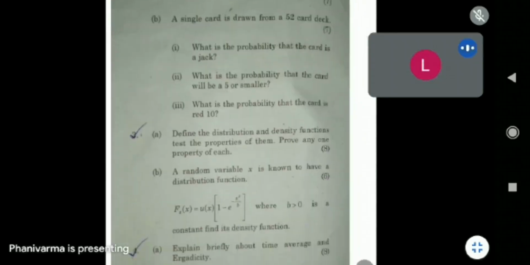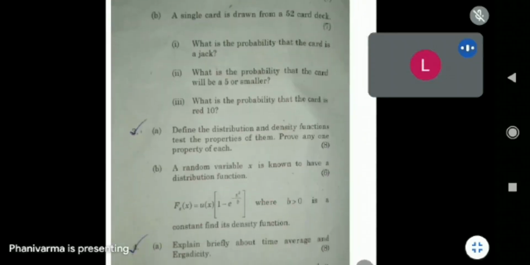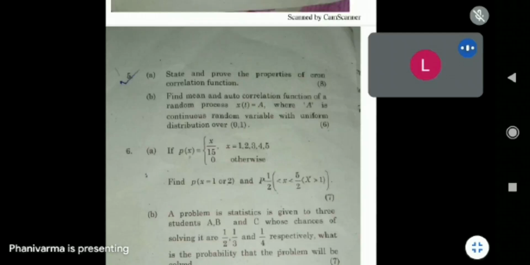Next one is a question based upon the probability is given. Next one is about the distribution and density function. Next one is about time averages and ergodicity. Explain wide sense stationary random process. And fifth question is the properties of cross correlation function and a problem on autocorrelation function is given.